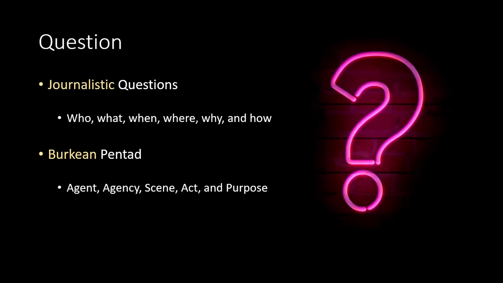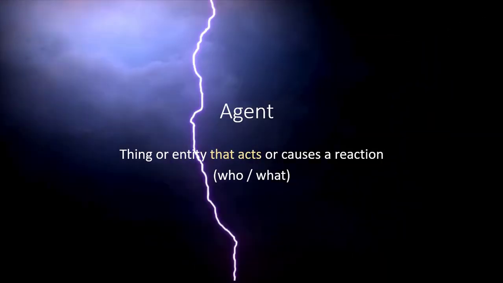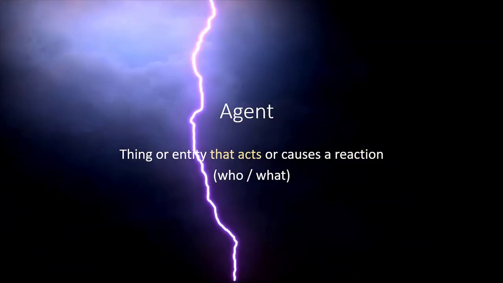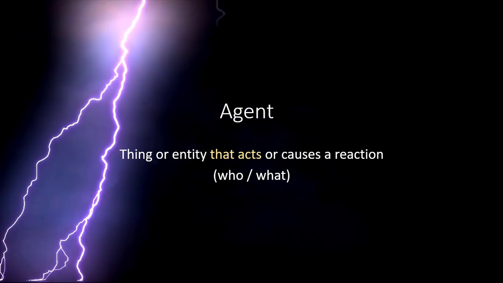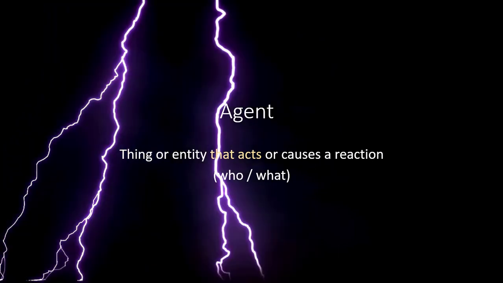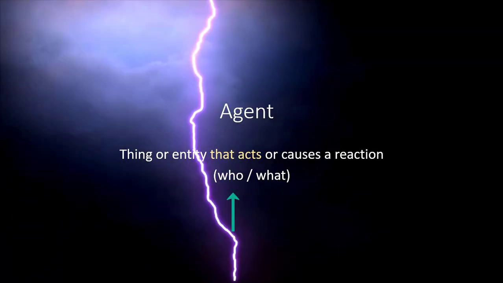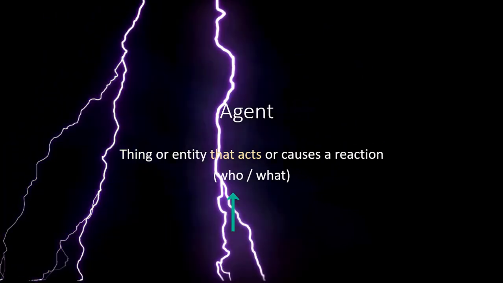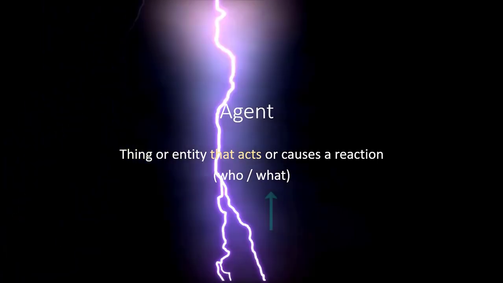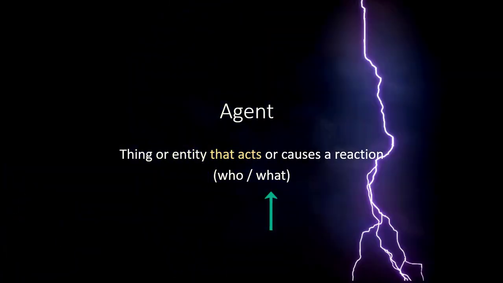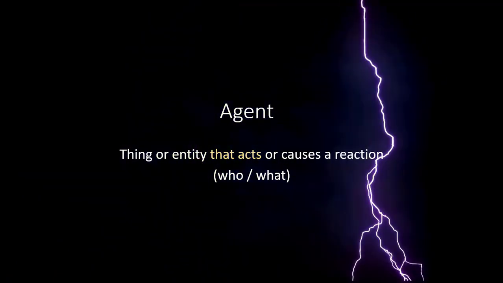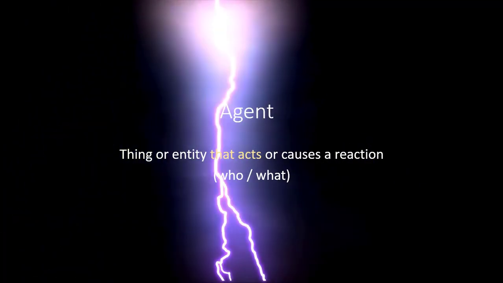So let's start with agent. An agent is an entity or thing that acts or causes a reaction. Where there are effects, the agent is the cause. We might at first assume that the journalistic question we can correlate with agent is the question, who? For instance, we might say that it is the main character that propels the plot. But agents can also be what's, or things and objects. For instance, a storm may also propel a plot. A storm can drive 2 people together or apart.